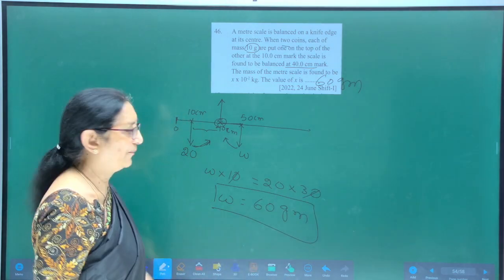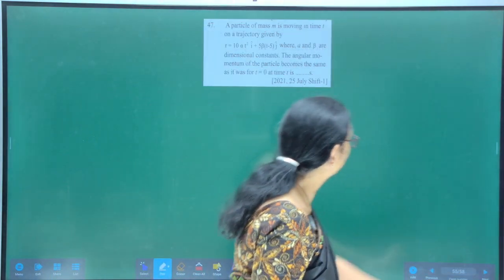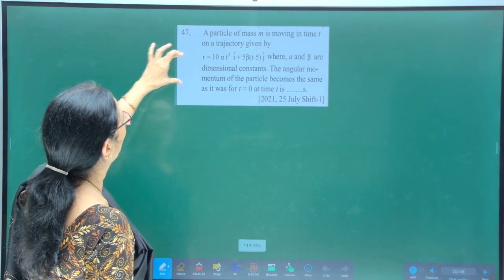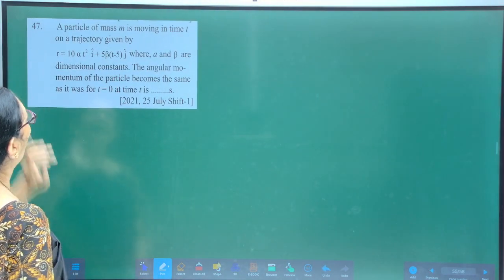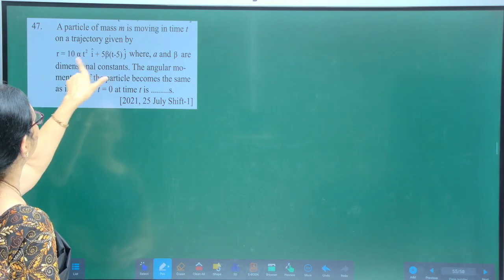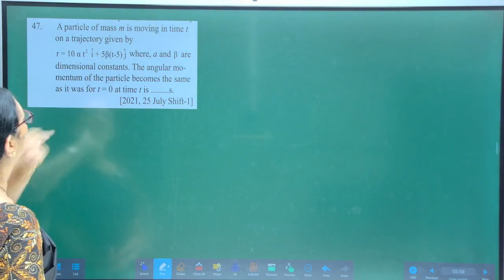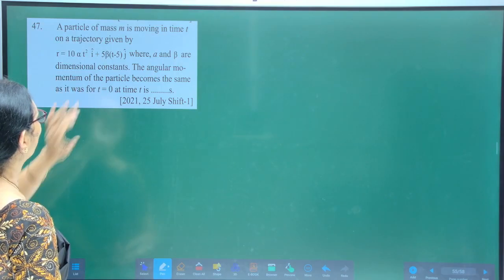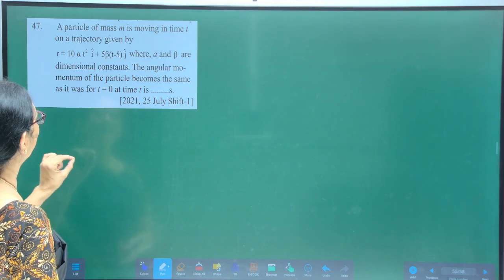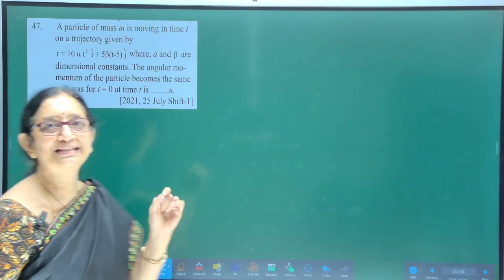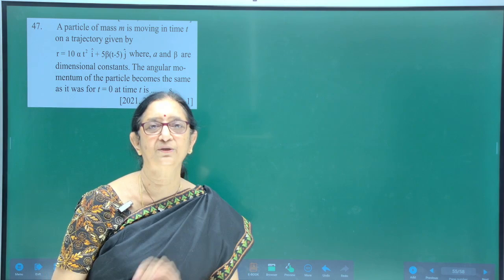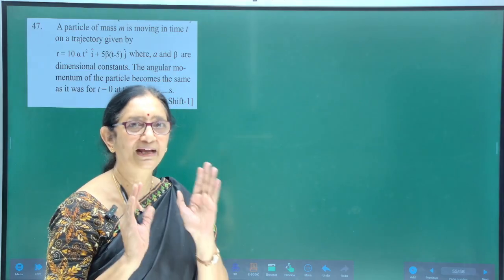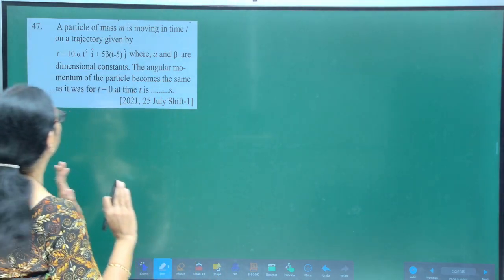Okay? Now, move on to the next problem. Look here, a particle of mass m is moving in time t on a trajectory given by this expression, where alpha, beta are dimensional constants. The angular momentum of the particle becomes the same as it was at t is equal to 0. Then find the value of t. Okay, let us do this problem carefully.